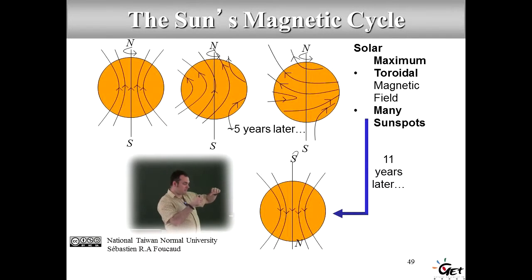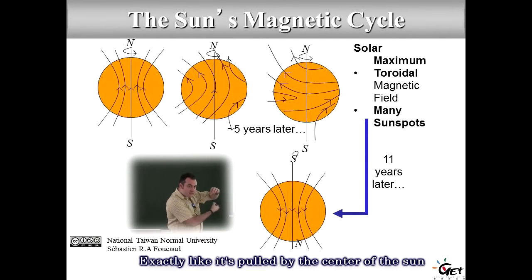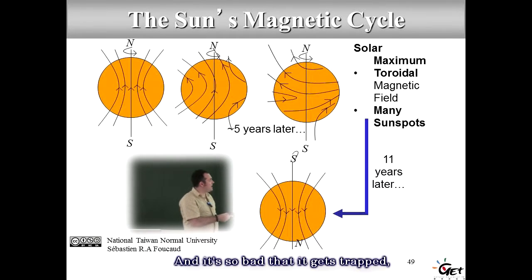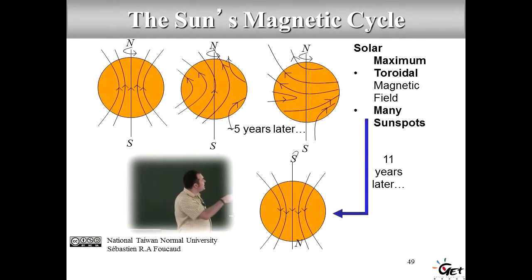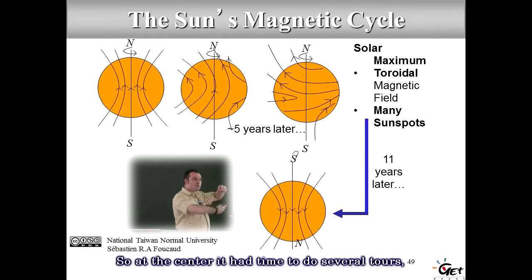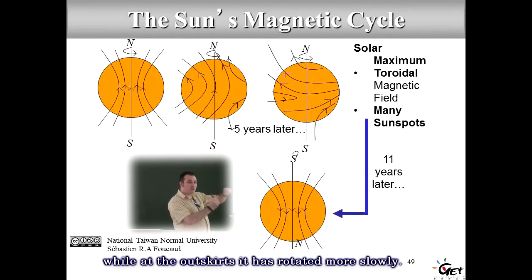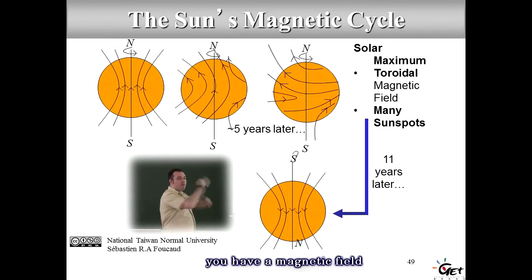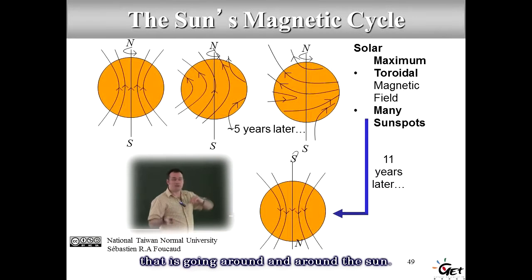Okay? So it will be exactly like it's pulled by the center of the Sun on the surface of the equator. And it gets trapped, and after several rotations, it gets totally distorted. You see? It's totally distorted. So at the center it had time to do several tours, while at the outskirts it had rotated more slowly. So instead of having a magnetic field that is going in a straight line, you have a magnetic field that's going around and around the Sun.